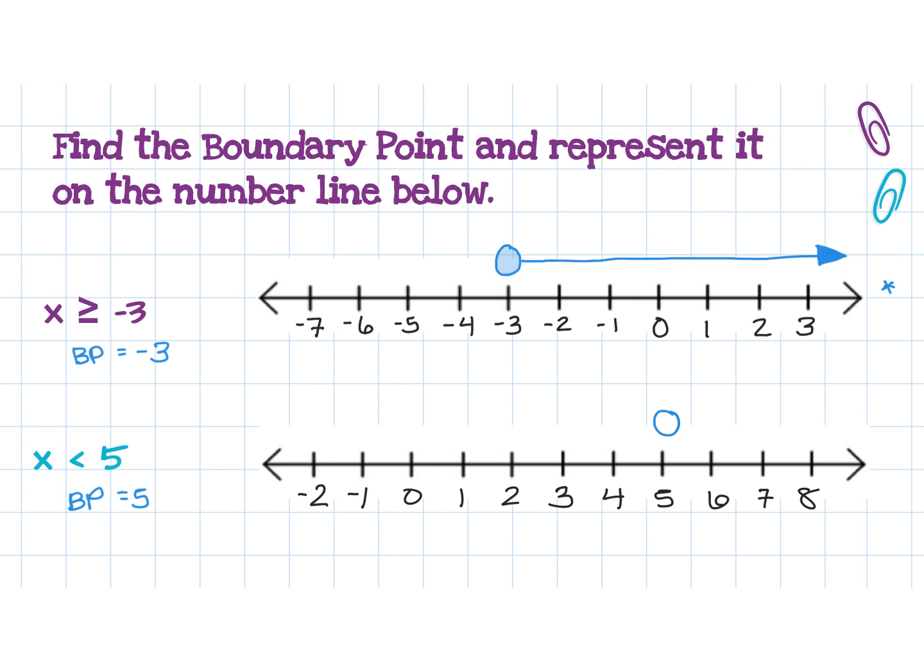So again, this is values that are less than 5. So we're going to come this way. And again, we're going to draw ourselves a nice defined arrow so that I know that you know that this is a line, not a line segment, and it's going in that direction. All right, let's keep going.